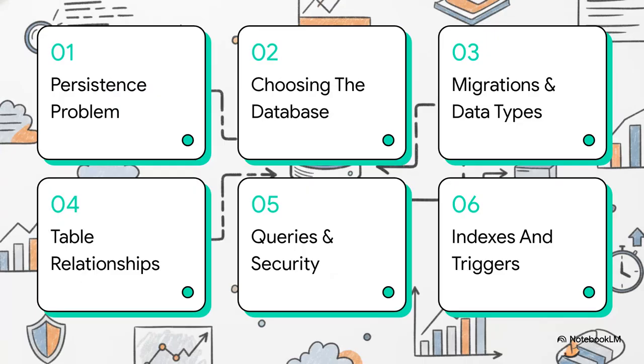Okay, let's dive into this structural roadmap. First up is the persistence problem, followed by choosing the right database, migrations and data types, table relationships explained, queries and security, and finally, indexes and triggers. We're moving logically from basic hardware problems all the way to advanced optimization.